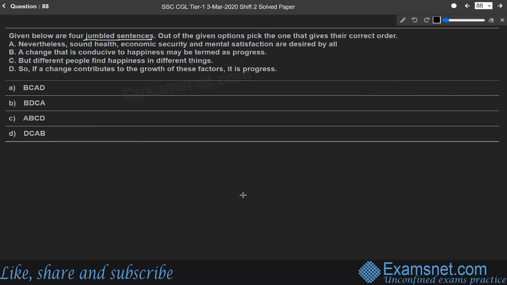Nevertheless, sound health, economic security, and mental satisfaction are desired by all. Next sentence is, a change that is conducive to happiness may be termed as progress. Okay. Next statement is, but different people find happiness in different things. And the last sentence is, so if a change contributes to the growth of these factors, it is progress. So, what do you think must be the first starting sentence?